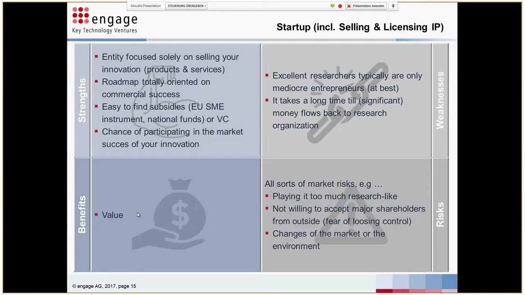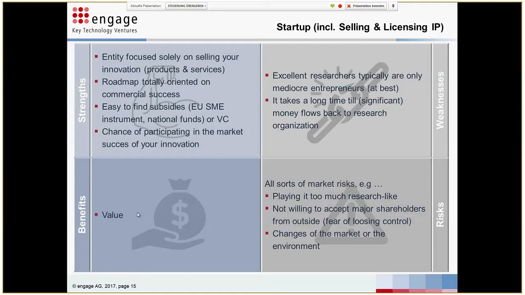There are significant weaknesses. Number one weakness is, if you're an excellent researcher, most of the time you're not an excellent entrepreneur as well. Most of the time. You can prove me wrong in every single case, but I experience this. Excellent researchers are typically only mediocre entrepreneurs at best. Some of them are really bad at being entrepreneurs and running a company. So you should keep this in mind, and you should keep a realistic picture on this.